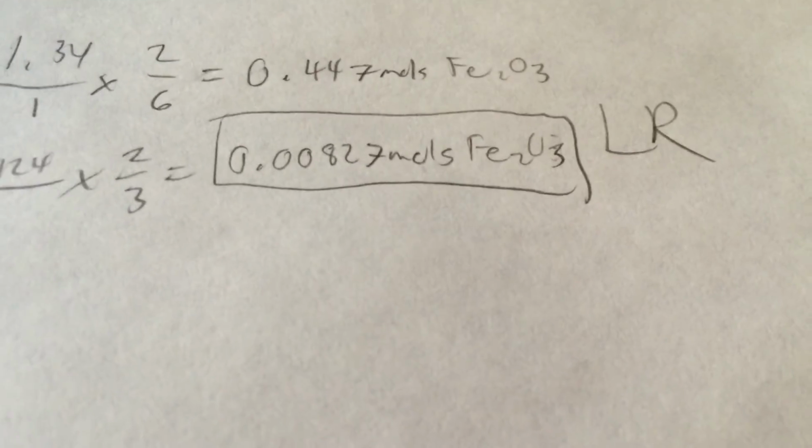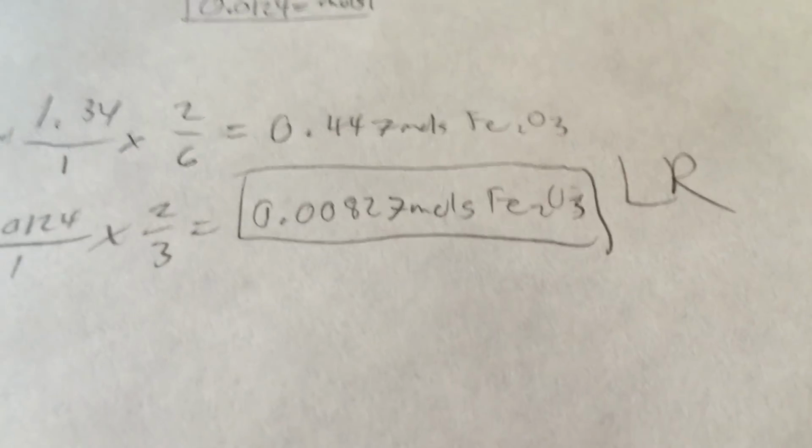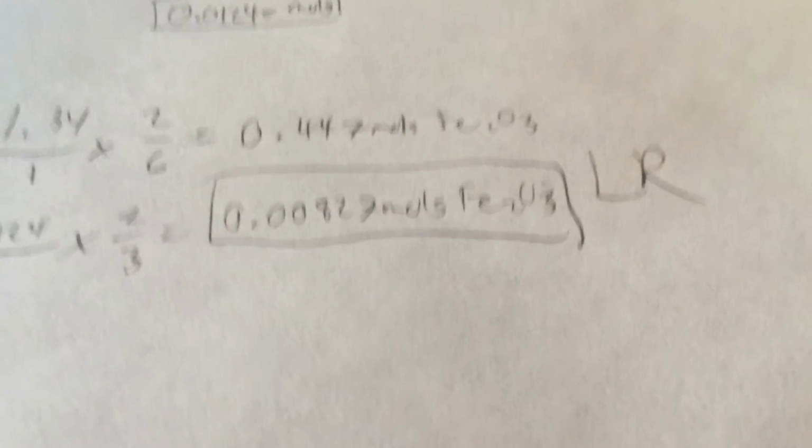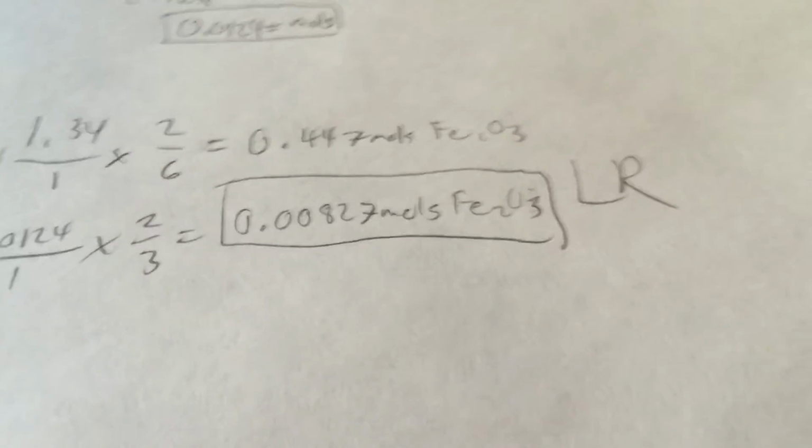This yields us with 0.00827 moles of Fe2O3, or 8.27 times 10 to the negative third moles of Fe2O3, therefore making O2 the limiting reactant and ending this video.